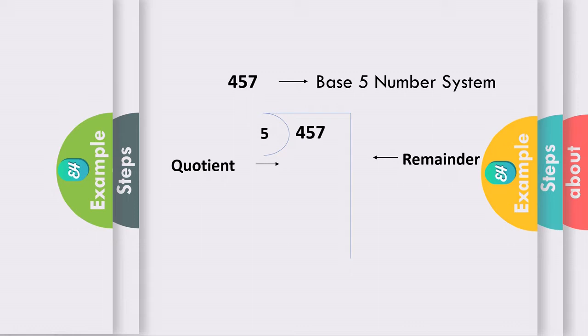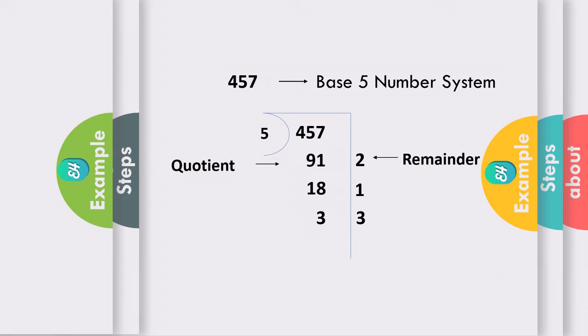5 nines are 45 and 5 ones are 5. So quotient is 91 and remainder is 2. Again, let us divide 91 by 5. You can perform the division separately in rough work as well, or you can directly solve it here itself. So 5 ones are 5, 4 is the remainder, 41 is the new number. So 5 eights are 40, 1 is the remainder. Again divide 18 by 5, 5 threes are 15, 3 is the remainder.